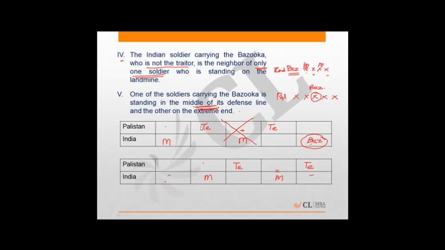Okay. Next, the fifth statement says, one of the Indian soldiers carrying the bazooka is standing in the middle of his defense line at the extreme end. So Indian bazooka soldier we know. So this is the terrorist and he is also carrying the bazooka. We do not know whether the Indian bazooka soldier is at the extreme left or right in this scenario.